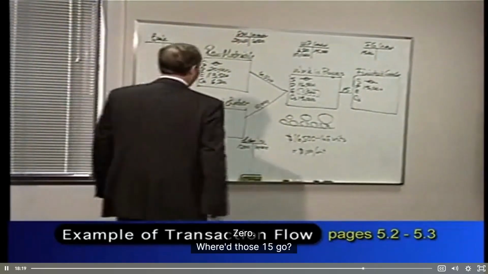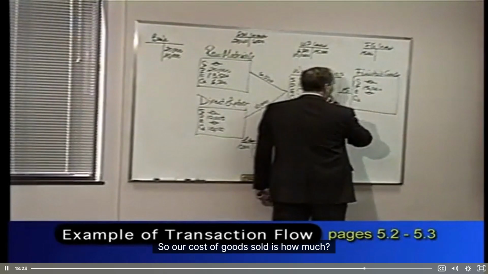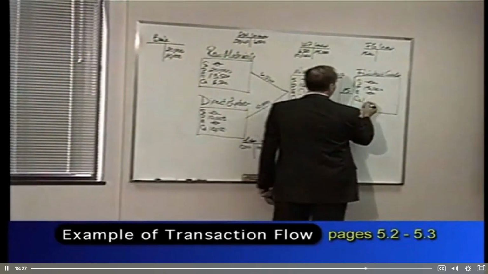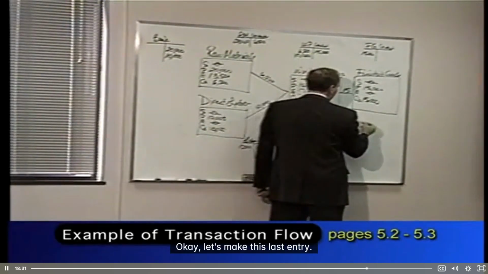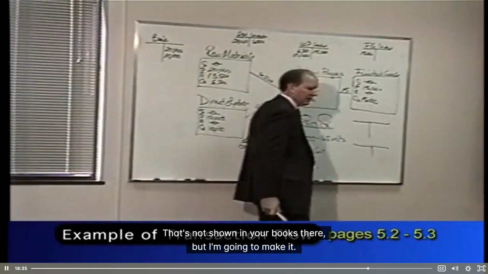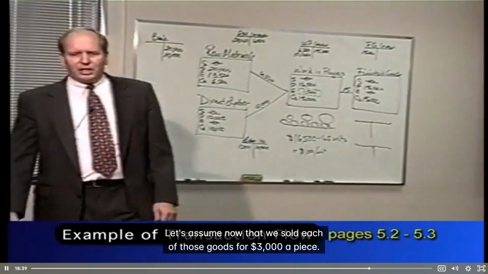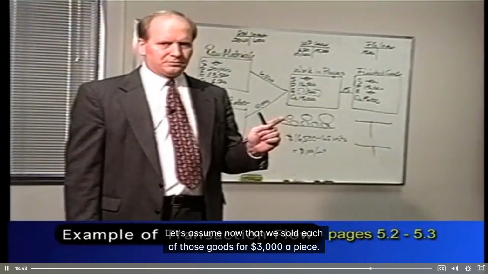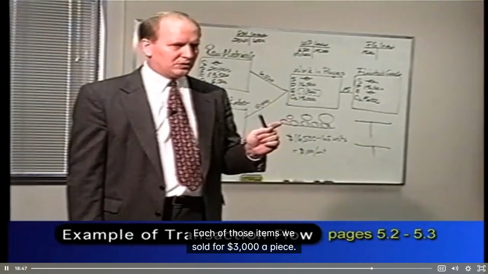Now, if there's none in there, what's our ending inventory? 0. Where did those 15 go? We must have sold them. So our cost of goods sold is how much? Okay, let's make this last entry that's not shown in your books, but I'm going to make it. Let's assume now that we sold each of those goods for $3,000 apiece.